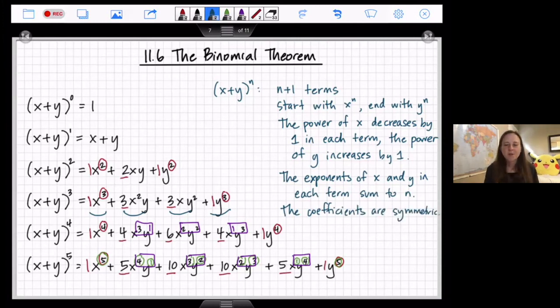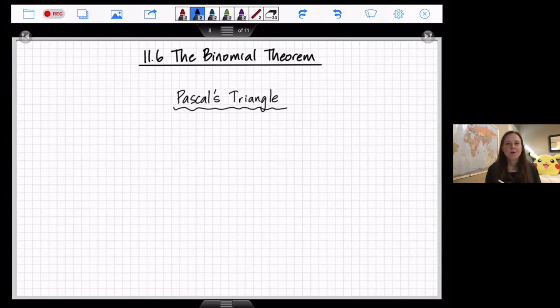Okay, so they're symmetric, but how do we predict what they're going to be? We're going to get those symmetric coefficients from something called Pascal's triangle. So let me show you how to build a Pascal's triangle. It's a triangle of numbers, and it starts off at the top with a triangle of 3 ones. So you're going to build 1, 1, 1.